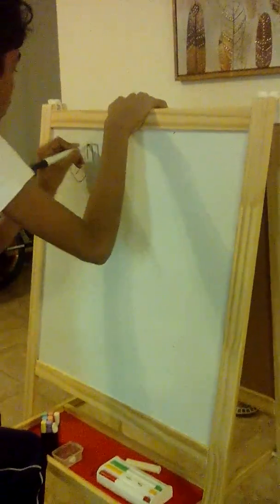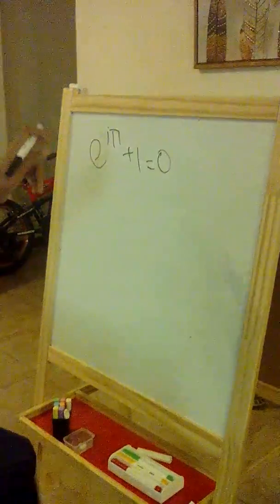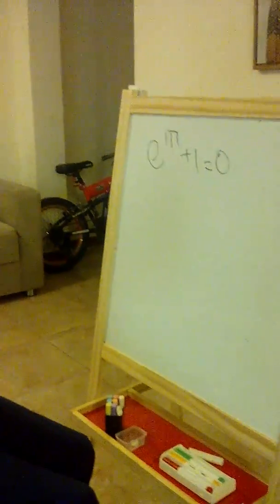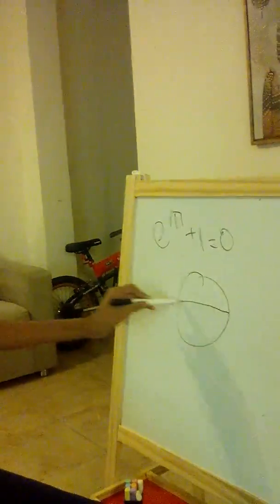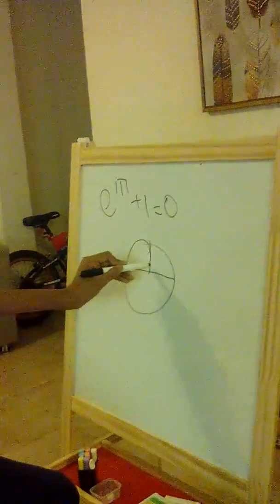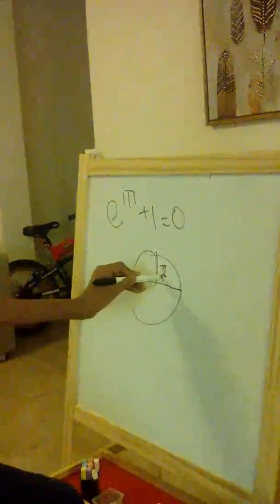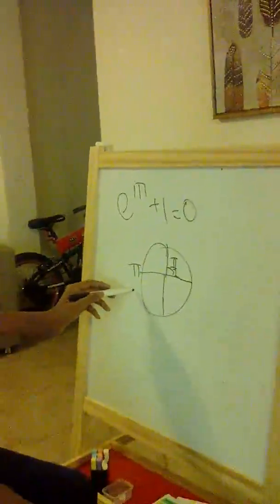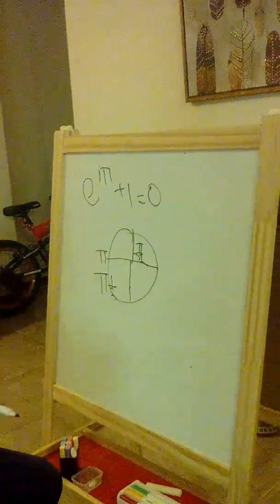Now this is the biggest one, everyone knows this: e to the i pi plus 1 equals 0. We don't know the answer to i, but this is Euler's identity. Pi is the circumference divided by the diameter. Now e to the i pi: this angle is pi by 2, this is pi.